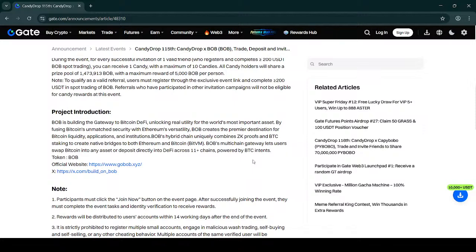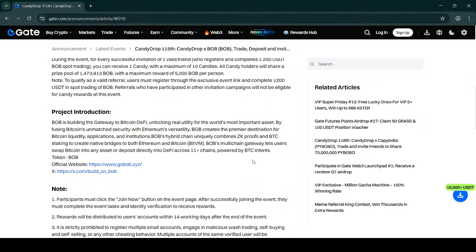So guys, project introduction. BOB is building the gateway to Bitcoin DeFi, unlocking real utility for the world's most important asset by fusing Bitcoin's unmatched security with Ethereum's versatility. BOB is the premier destination for Bitcoin liquidity, applications and institutions.